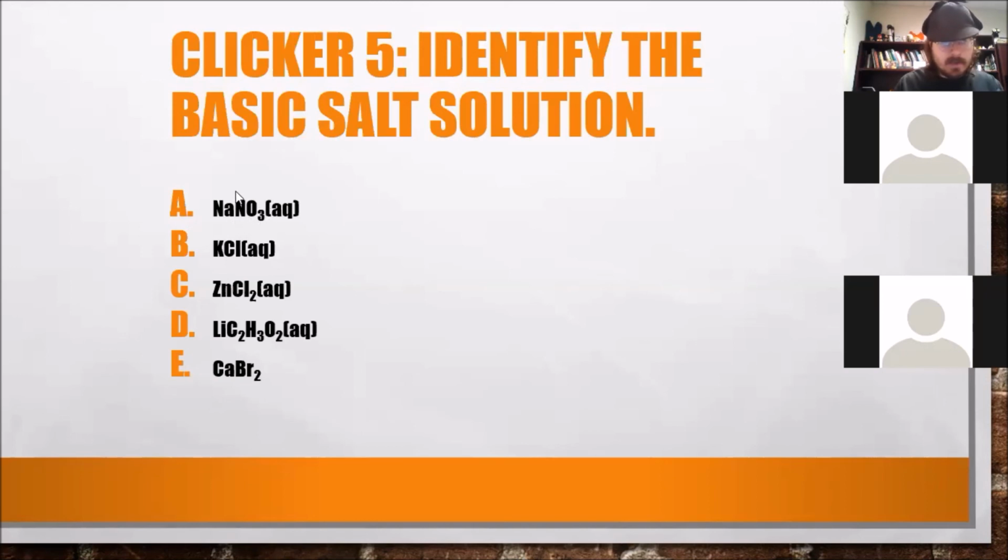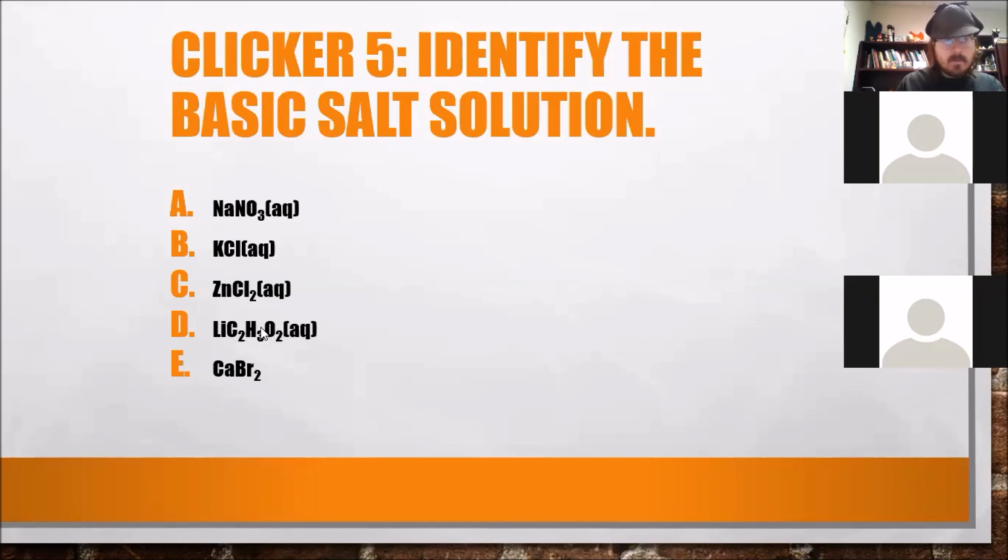HNO3 is a strong acid. HCl is a strong acid. HBr is a strong acid. Only acetate comes from acetic acid. That's the only weak acid on there.